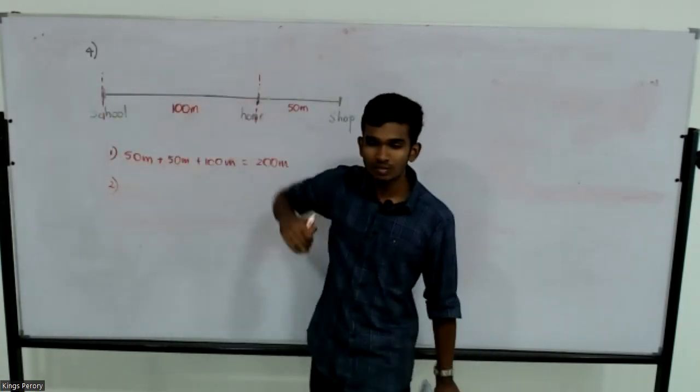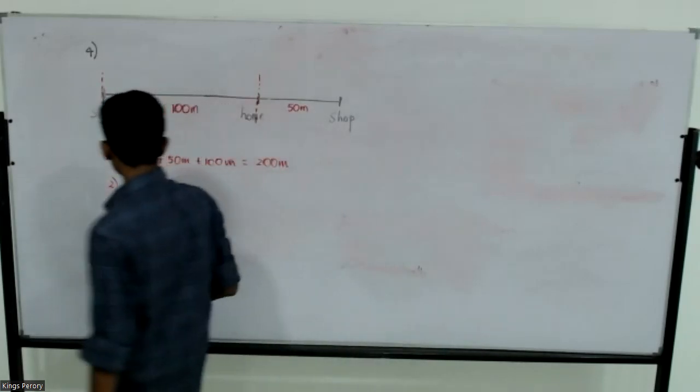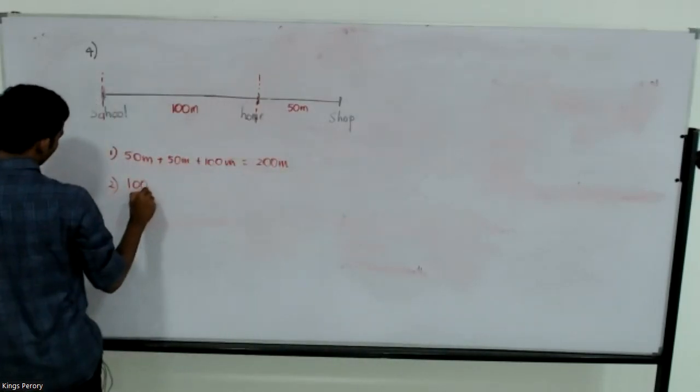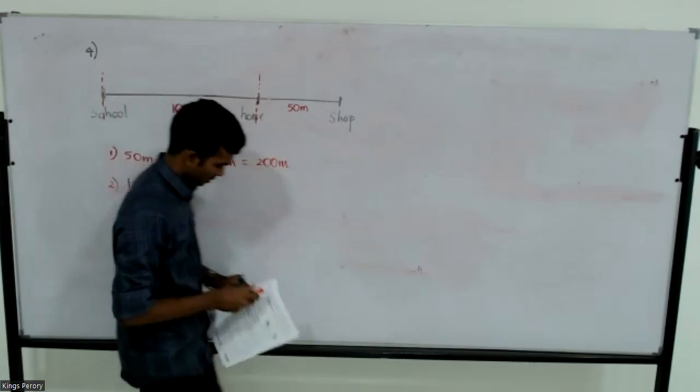What is the linear length? 100 meters. So her displacement is 100 meters. Something to learn from this.